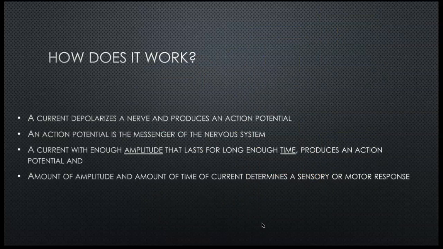So how does it work? How does electrical stimulation do what it's supposed to do? There's a current. It depolarizes a nerve and produces an action potential. This happens in your body anyway, but we're doing it with some artificial source. An action potential is really just the messenger of the nervous system. Your nervous system is sending them out all the time. Now, if you get a current with enough amplitude that lasts for a long enough time, you get this action potential. And then if you turn up the amplitude enough, the amount of time can determine whether you're going to get a sensory or a motor response. And you're going to understand this when you do it in lab.